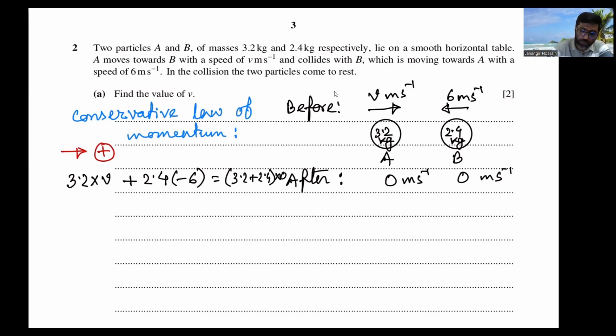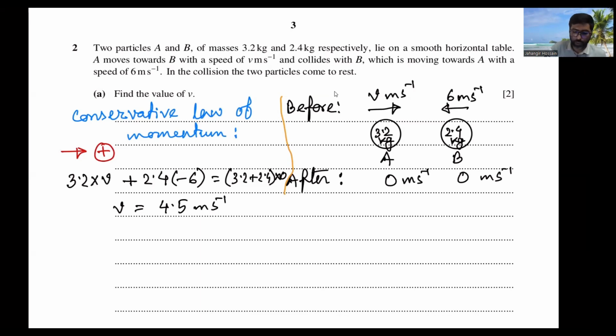Okay, let's separate this from the diagram. So V will be 4.5 meters per second.